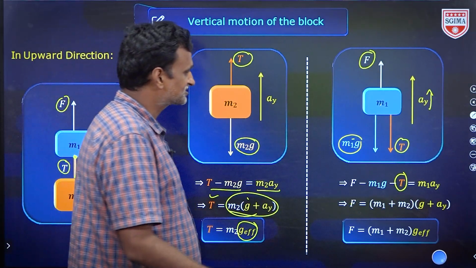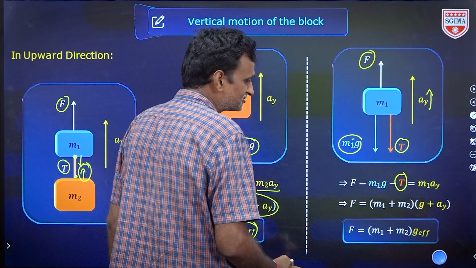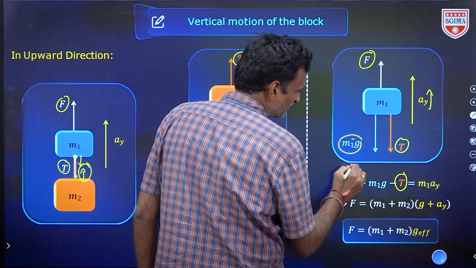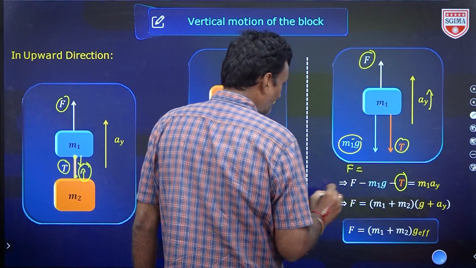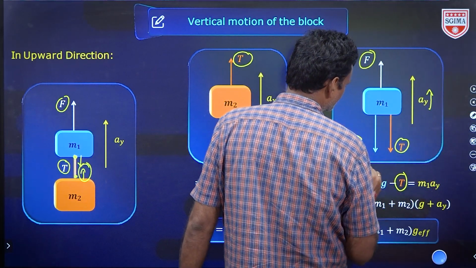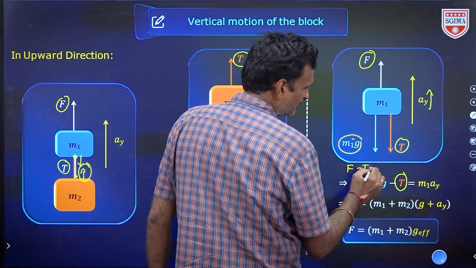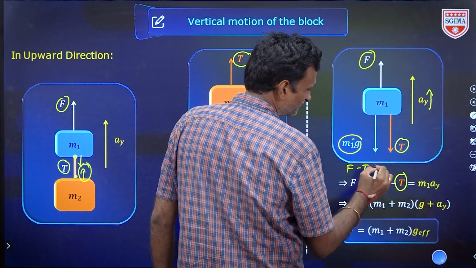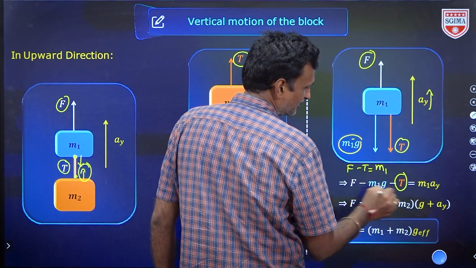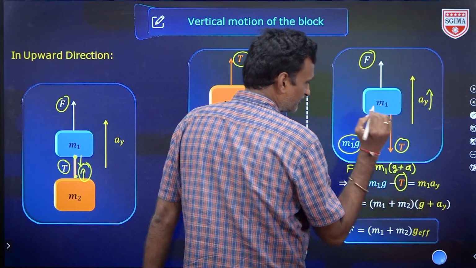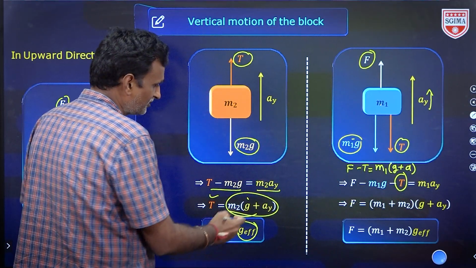Okay, so let's make sure you know how to solve this one. Here, M1: if shifting to the right side, F minus T. I am keeping T here only and shifting M1 g to the right side. This is minus, so on going to the right side it becomes plus. So g plus a.